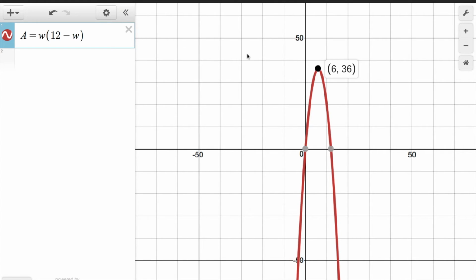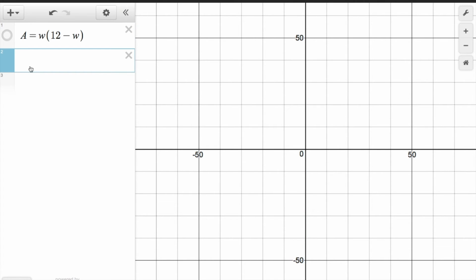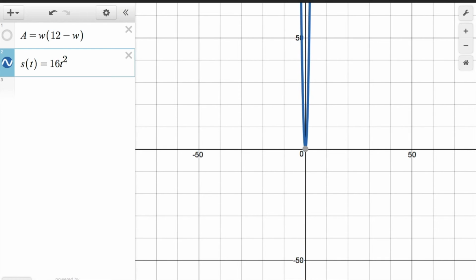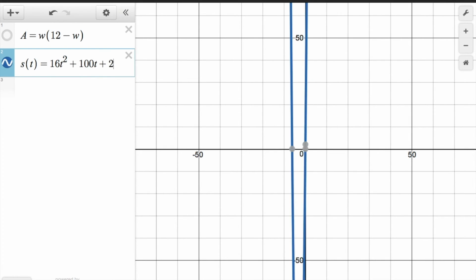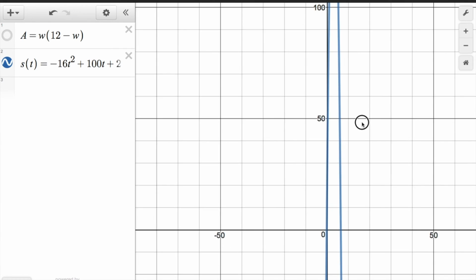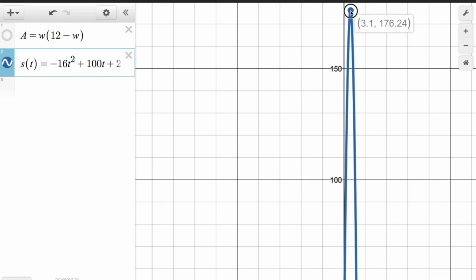As you can see, I typed in the equation and we found its maximum at a width of 6 feet and a total area of 36 feet squared. Typing in this equation here, oops, forgot the negative. Makes a big difference because now you can maximize it. Here you can see the very top of the parabola is 3.125 seconds at a height of 176.25 feet.